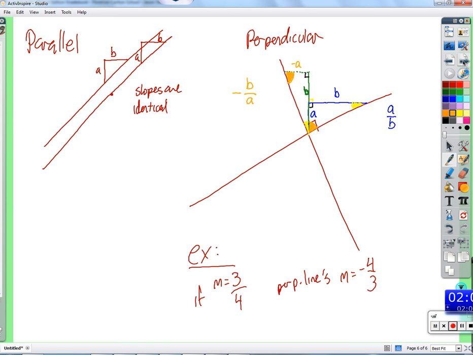It's my trademark. So parallel lines, identical slopes. Perpendicular lines, opposite reciprocal slopes. Here's an example of what I mean by opposite reciprocal. If one of them is 3/4, the other one's negative 4/3.